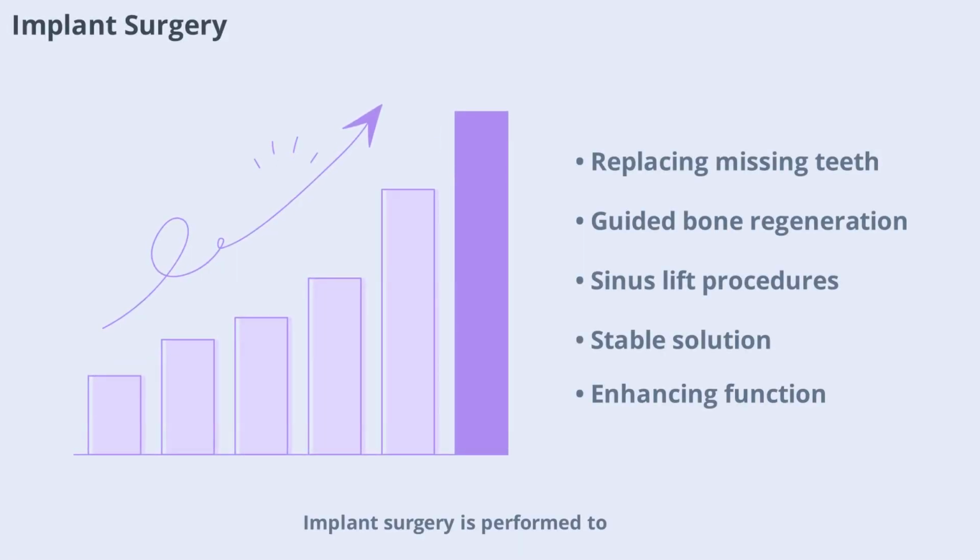Implant surgery is performed to replace missing teeth and restore function. Techniques, such as guided bone regeneration and sinus lift procedures, are used to prepare the site for implant placement. Implants provide a stable and durable solution for tooth loss, enhancing both aesthetics and function. Implant surgery is carefully planned to ensure optimal outcomes and patient satisfaction. It is an important component of modern periodontal therapy.